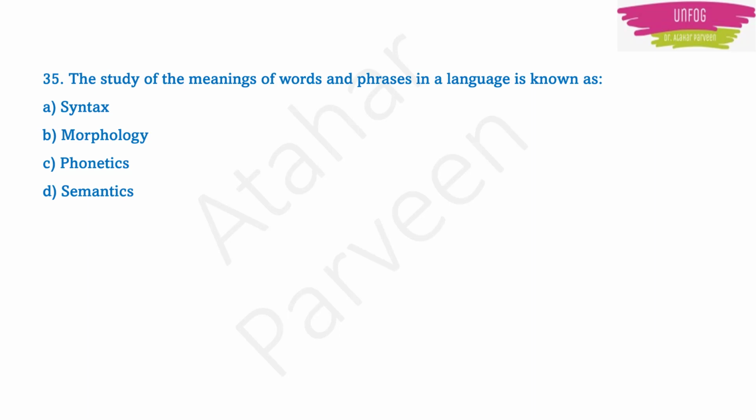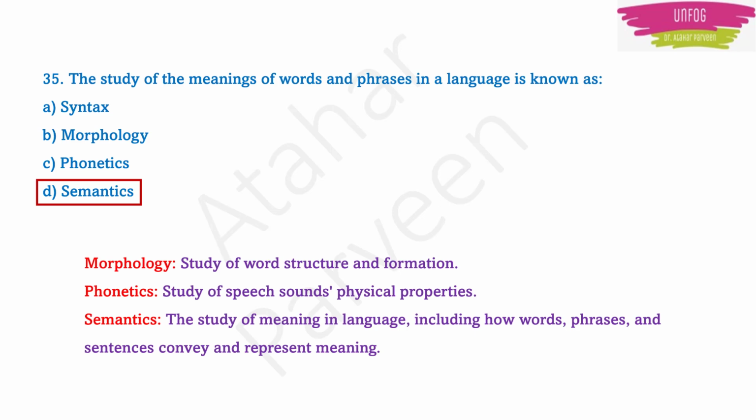Next question. The study of the meanings of words and phrases in a language is known as semantics. I already told you. Morphology is the study of word structure and formation. Phonetics is the study of speech sounds and their physical properties. Semantics is the study of meaning in language, including words, phrases and sentences which convey meaning. I am giving you repeated information because at least one or two questions are a must from this part in pedagogy.